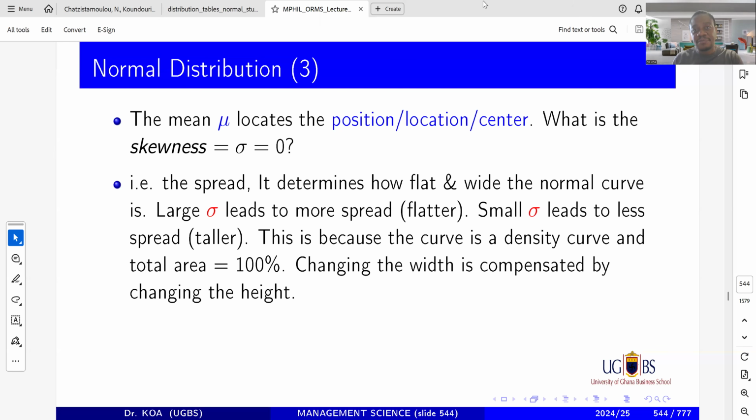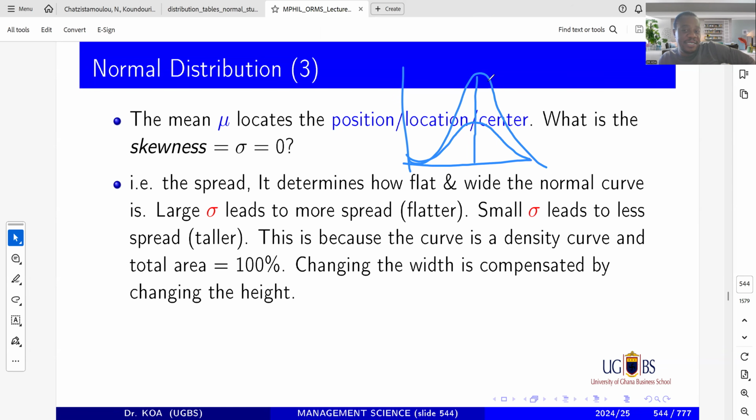So for example, you can have two normally distributed curves. They all have the same mean. You can have something like this, and then you can also have this one. They all will have the same mean. The center is the same. But then you can see that the spread might be different, and even the peakness is also different. Small standard deviation will lead to less spread. That means it's taller. So this one is taller, which means that the standard deviation is very small.